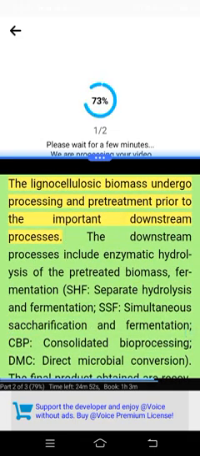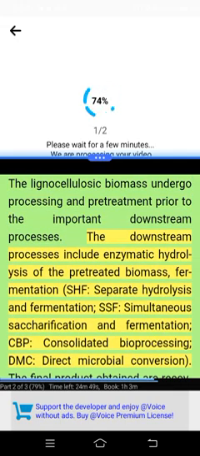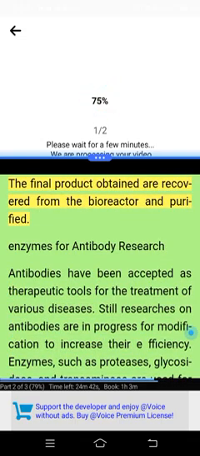The lignocellulosic biomass undergoes processing and pretreatment prior to the important downstream processes. The downstream processes include enzymatic hydrolysis of the pretreated biomass, fermentation: separate hydrolysis and fermentation (SHF), simultaneous saccharification and fermentation (SSF), consolidated bioprocessing (CBP), direct microbial conversion (DMC). The final products obtained are recovered from the bioreactor and purified.